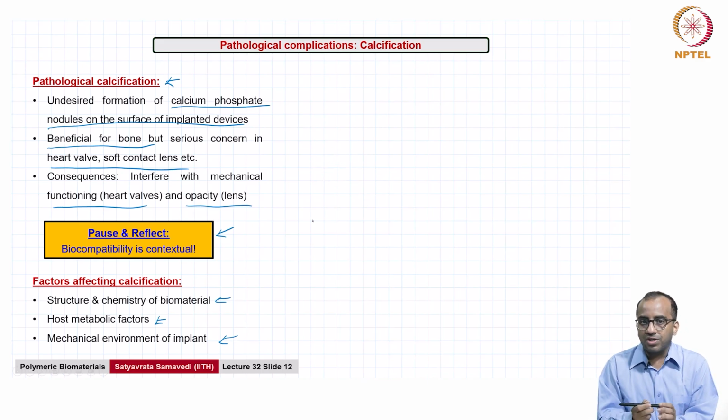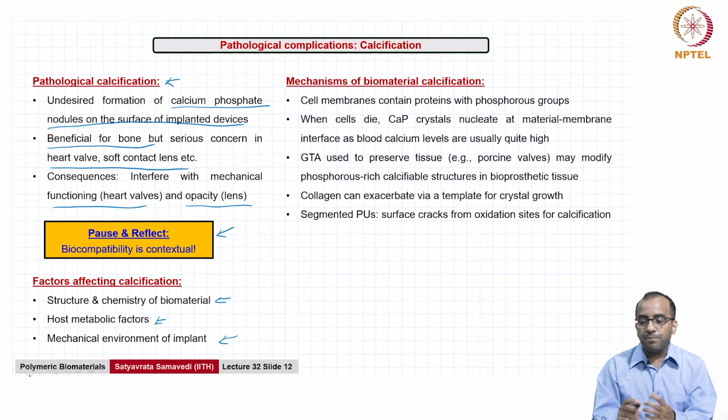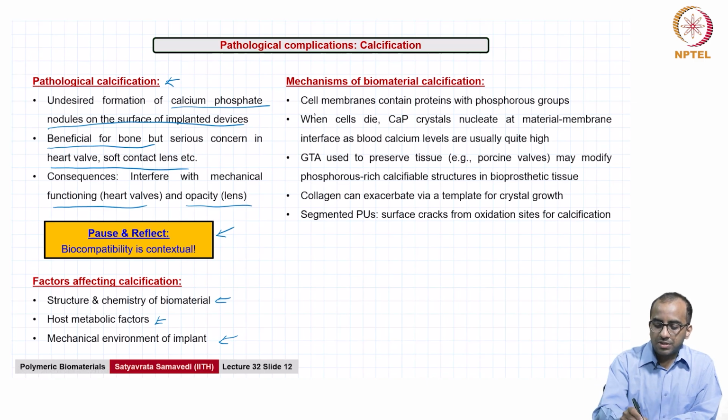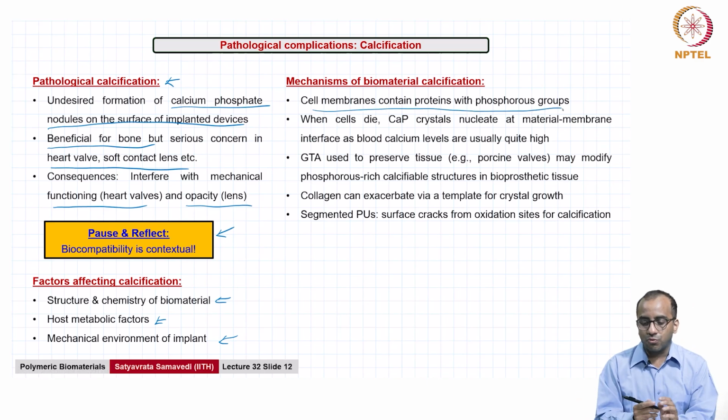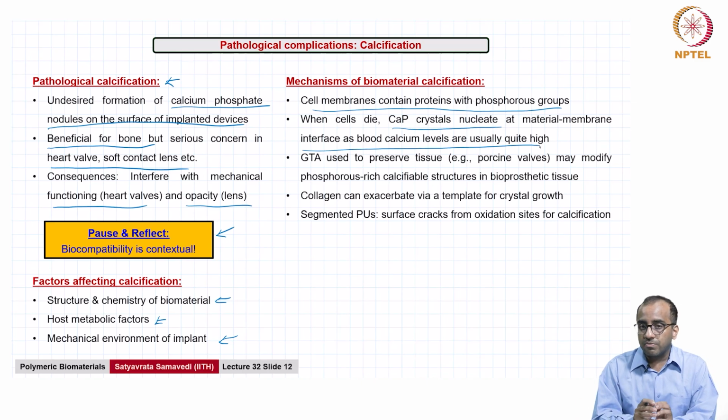We have already seen what this is. This is the deposition of calcium phosphate nodules on biomaterial surfaces. Why it happens has to do with some of the mechanisms that we are looking at here. There is a bunch of reasons why this could happen. One is that cell membranes contain proteins with phosphorus groups, and when cells die, these calcium phosphate crystals can nucleate at the material membrane interface, as blood calcium levels are usually high.